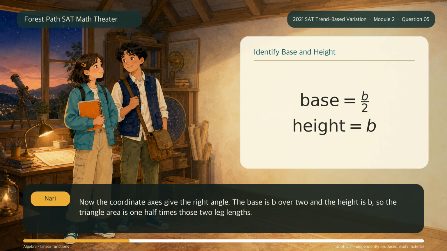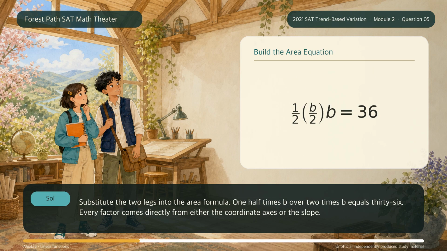Now the coordinate axes give the right angle. The base is b over 2 and the height is b, so the triangle area is 1/2 times those 2 leg lengths. Substitute the 2 legs into the area formula: 1/2 times b over 2 times b equals 36. Every factor comes directly from either the coordinate axes or the slope.